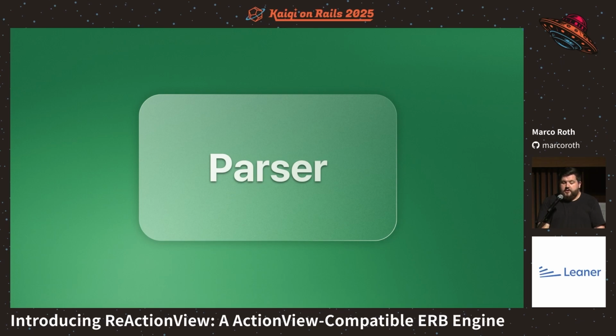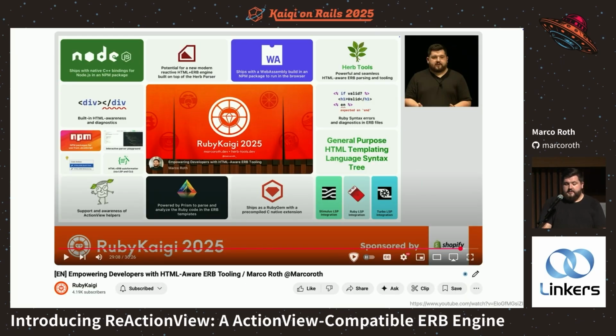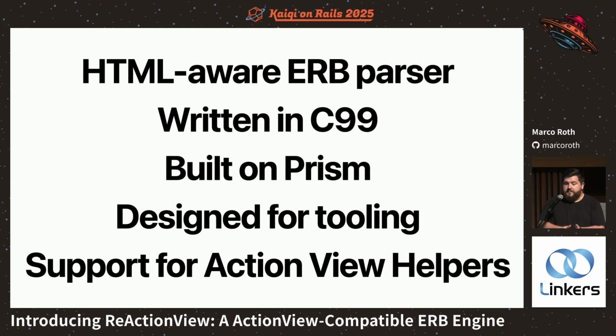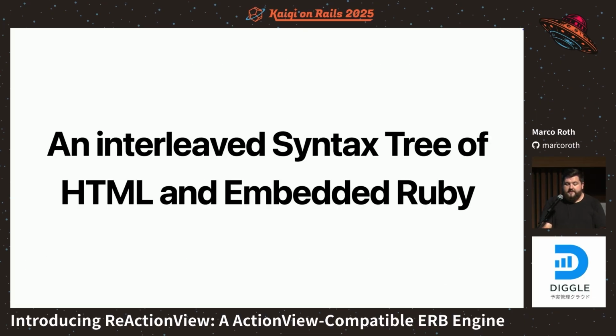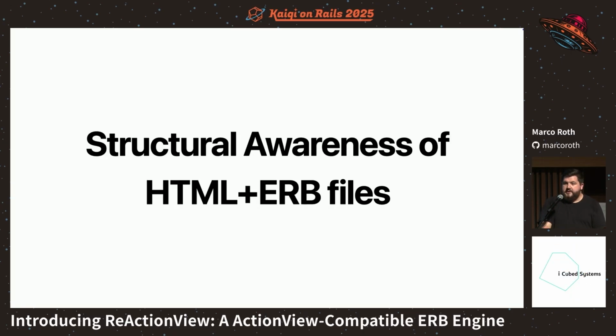The most important piece is the parser. And as I was showing at RubyKaigi, to recap here, it's an HTML-aware ERB parser. It's written in C. It's built on Prism parser for parsing the Ruby pieces in that document. It's designed for tooling, and it supports the ActionView tag helpers. What it gives you back is a syntax tree for HTML and Ruby in one. So we have structural awareness of these HTML+ERB files.